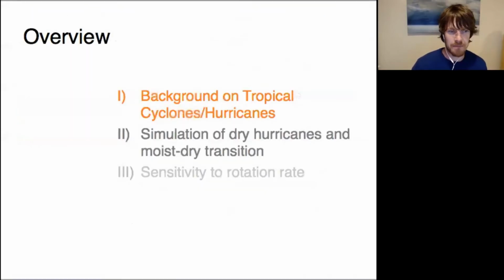Okay, so this talk will have three main parts. First, I'm going to give some background about tropical cyclones, how to make them in numerical models, and then I'll move on to some of the work that I've done, first on simulations of dry hurricanes, and the dry to moist transition is shown on the last slide, and then discussing the sensitivity to rotation rate briefly if there's time.